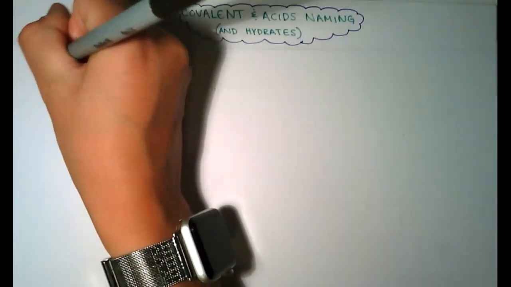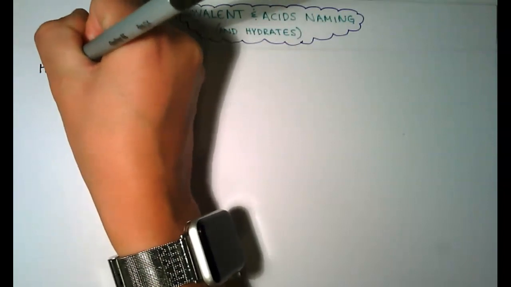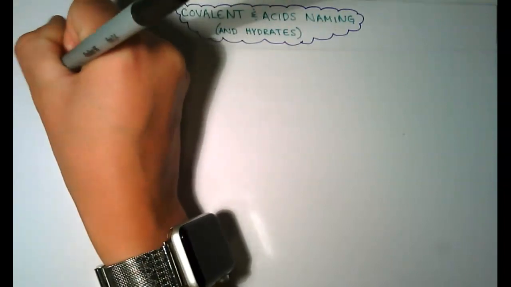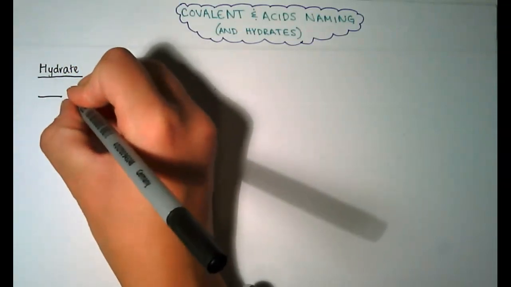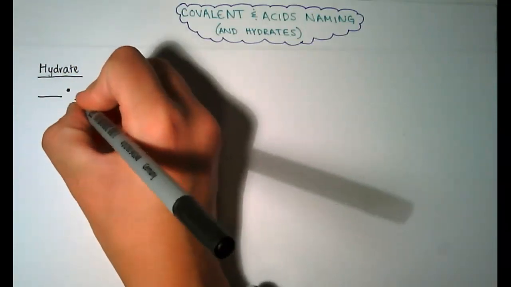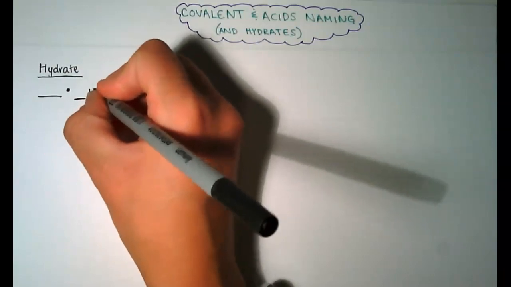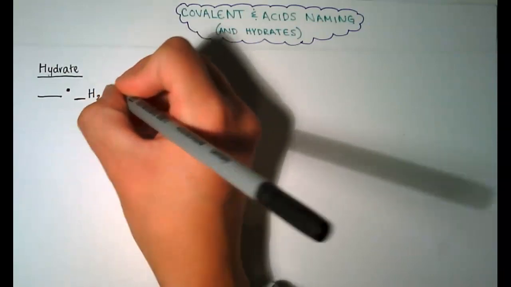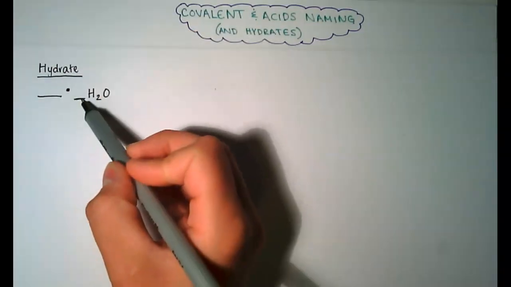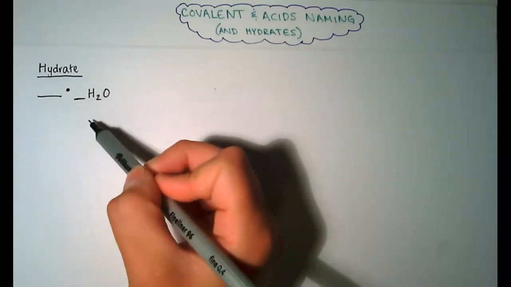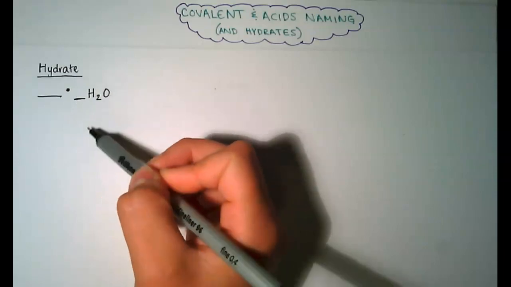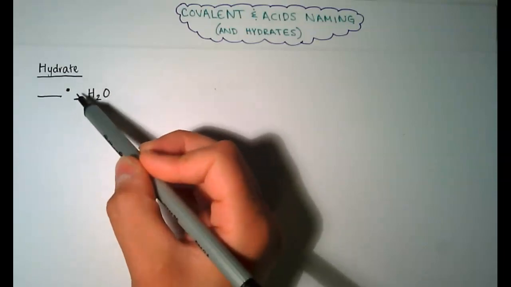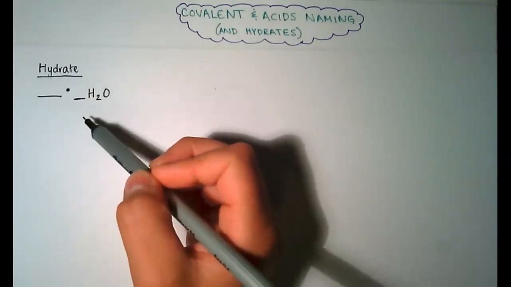Let me write hydrate. Because it'll have a chemical formula and it'll have a dot in the middle, and then maybe a coefficient, and definitely H2O. It'll only have the coefficient if there's more than one water molecule. So it might say 2H2O or 3H2O, but it will never say 1H2O because we don't show a coefficient or a subscript of 1.